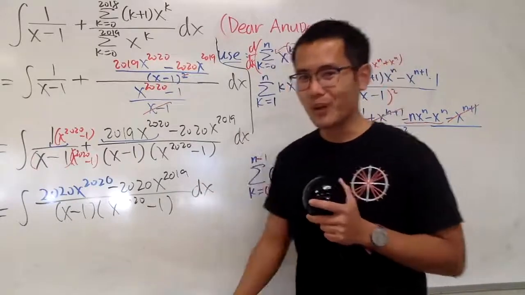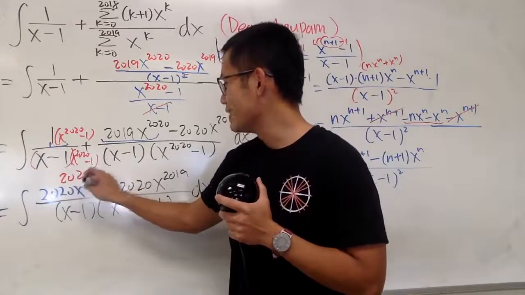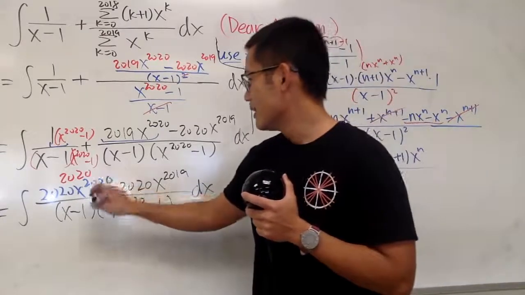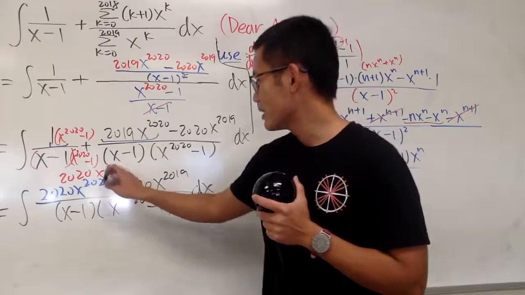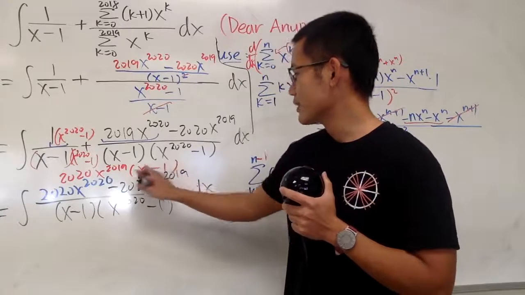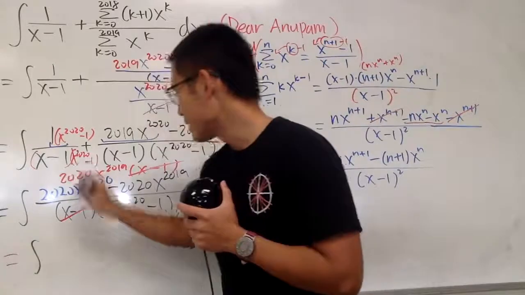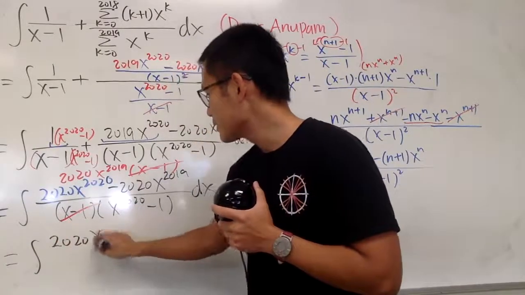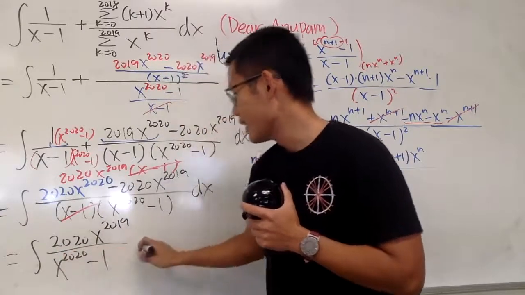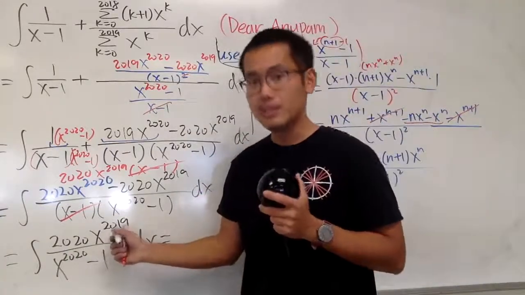And then what can we do next? Of course, factor things out. On the top, we can factor out 2020, and then x to the 2019. Am I right? Yes. And then this right here will be x left, and then minus 1. So you see this and that cancel out nicely. Very good, huh? And then here is the integral. On the top is 2020 x to the 2019 all over x to the 2020 minus 1. And do we see what the answer is already? Yes, because the top is precisely the derivative of the bottom.